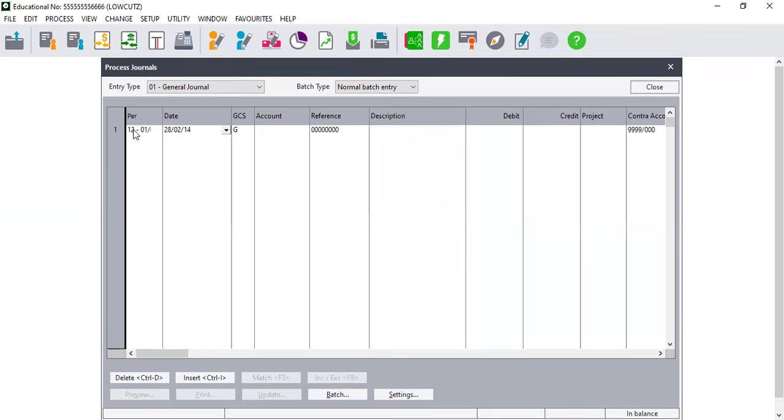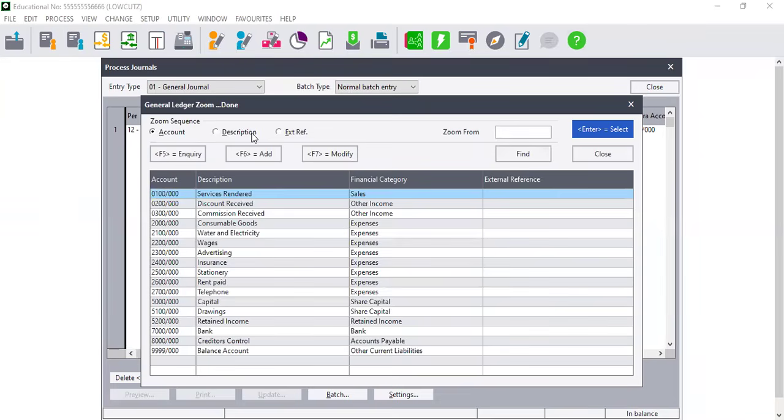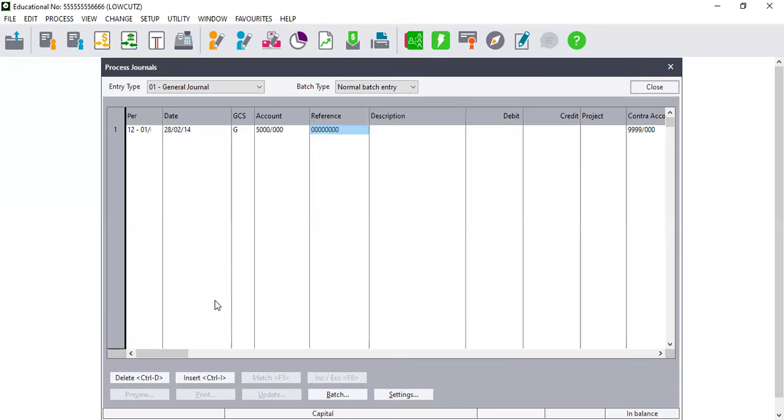Like I've told you in the other video, here it should be period 12, 28 Feb 2014. Here you leave it as a G. Which account are we going to start with? We are going to start with our capital. Here they said GJ 12. Then here they said we must use balances.